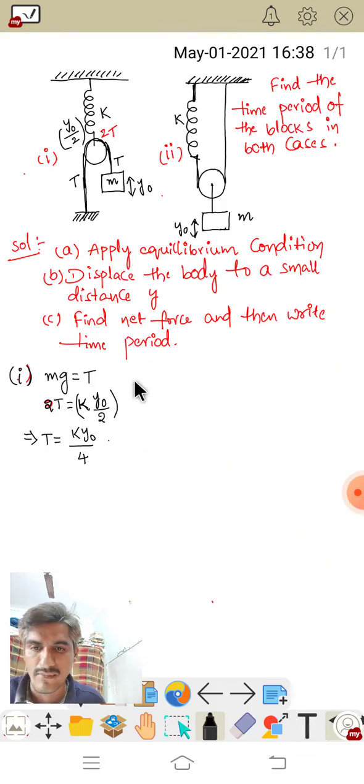Now if this is the tensional force, we have written all the equilibrium conditions. Now what are we going to do? Now we should displace it. Second step, we should displace it to a further distance y. And when we displace it to a further distance y, then automatically the tensional force changes, no?